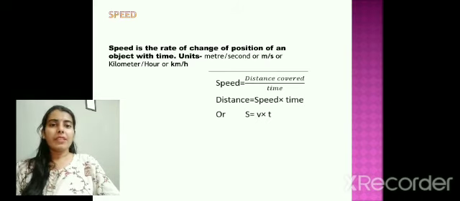Then we have discussed uniform motion and non-uniform motion. If the body is moving with a constant speed, then it is said to be in uniform motion. If the speed is varying, that is, unequal distances are travelled in equal intervals of time, then the motion is said to be non-uniform motion.